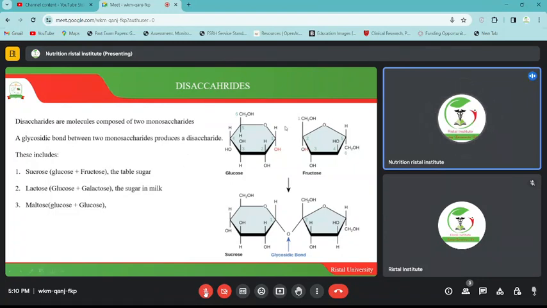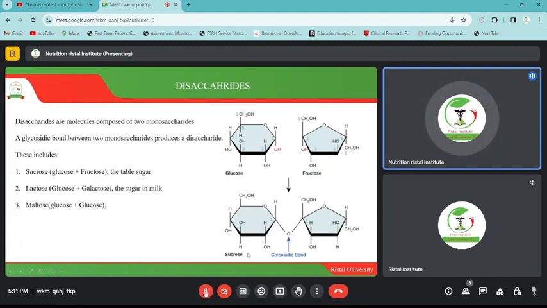Water is released from the formation of this glycosidic bond, where the OH group and the hydrogen on these molecules interact and release water. We'll be able to see better pictures, I guess, as we proceed with the lecture.